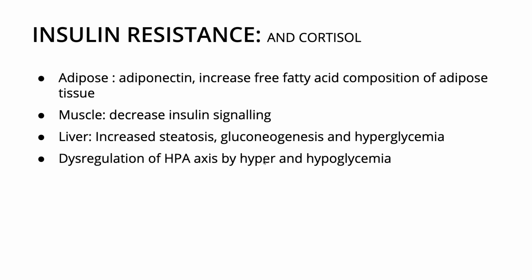In muscles, you'll see a decrease in insulin signaling. In liver, you'll see increased steatosis, gluconeogenesis, and hyperglycemia. And of course, then you'll see dysregulation of the HPA axis by hyper and hypoglycemia. So the HPA axis is very much dysregulated by changes in blood sugar, in particular hypoglycemia, and then the feedback loops can be affected. So this can become a vicious cycle with cortisol and insulin resistance.